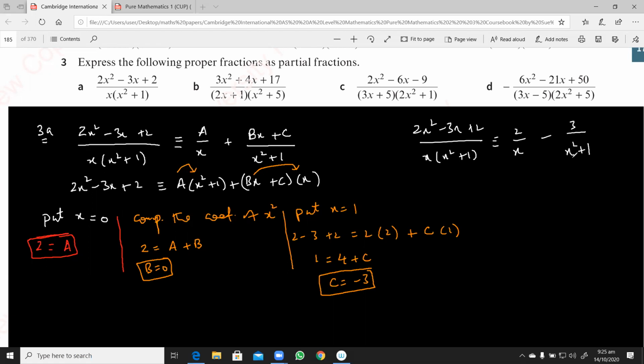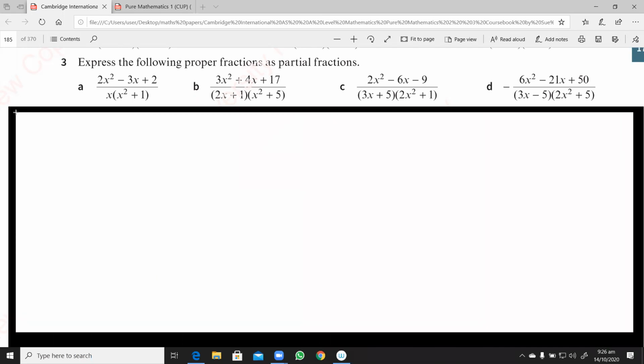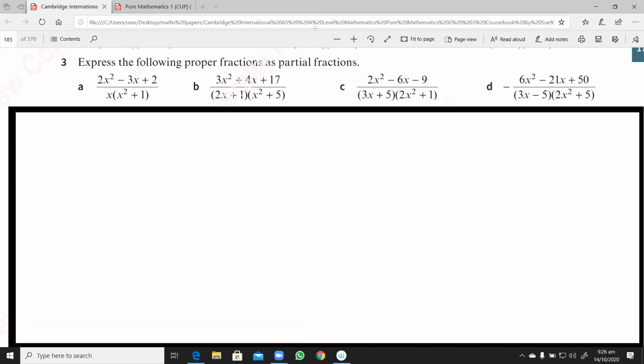Okay, if you want to take a screenshot, do that quickly, because I'll be moving to one more part, maybe part D, and then you can practice this yourself. So I'm going to move on to this part D now. Okay, part D.